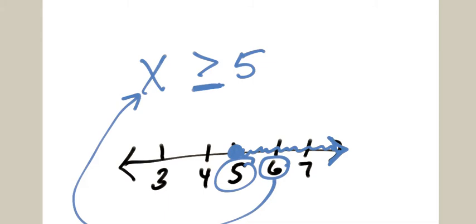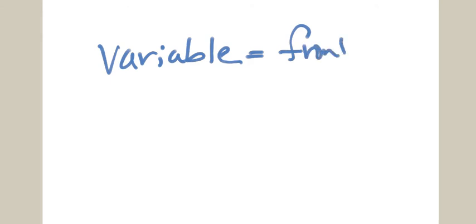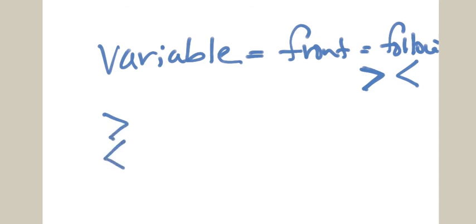So I hope this was a quick little reminder to you. Let's review real quick. You've got to remember to pay attention to where the variable is. If it's in front, you can follow the arrow. If you see a less than or greater than symbol, you're going to do open dots. If you see a greater than or equal to or less than or equal to symbol, you're going to do a closed dot. Remember to always plug in for the variable and see if it makes sense, whatever you have shaded on your number line.